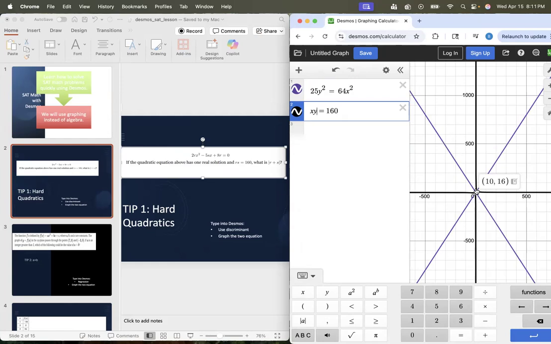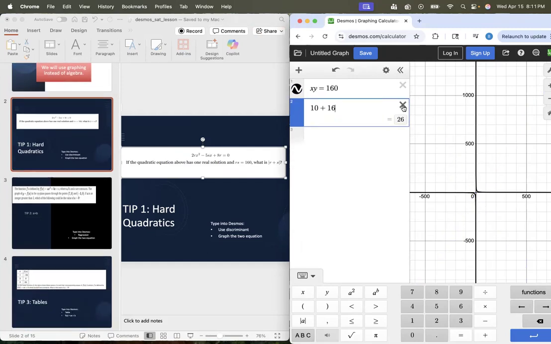R is our x, and s is our y. Therefore, 10 plus 16 will give you 26. The right answer is 26. This is what Desmos can do for you.